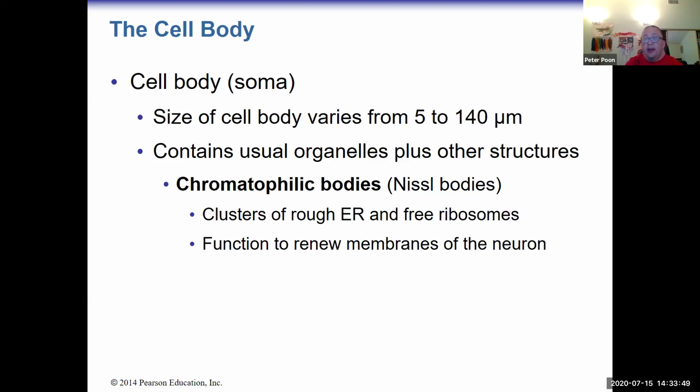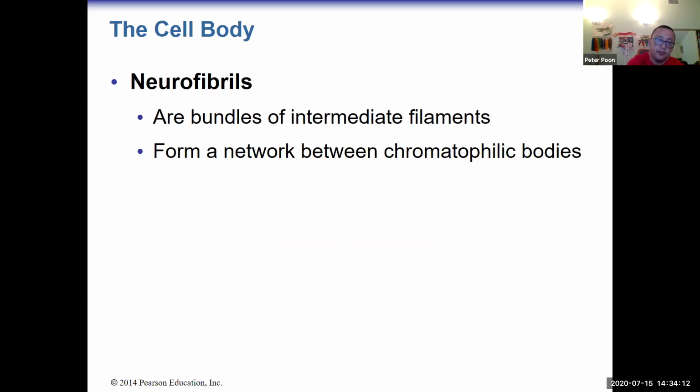When we first named them, we didn't know what we were looking at, so we called them chromatophilic bodies because they picked up chromatophils, which is color. The stain they picked up was something called a Nissl stain, so we also call them Nissl bodies. You don't have to know neurofibrils.